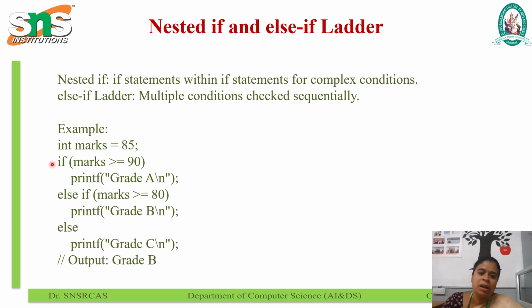For example, int marks equal to 85. We assign the marks as 85. If marks is greater than or equal to 90, printf grade is A. Else if marks is greater than or equal to 80, printf grade is B. Else, printf grade is C; below 80 is grade C. So the output is grade B.